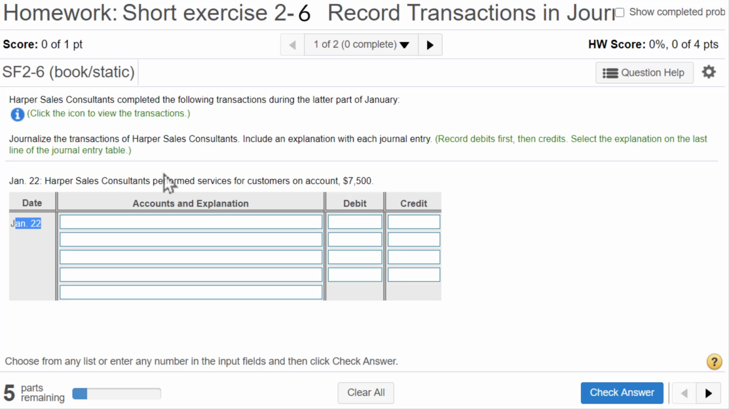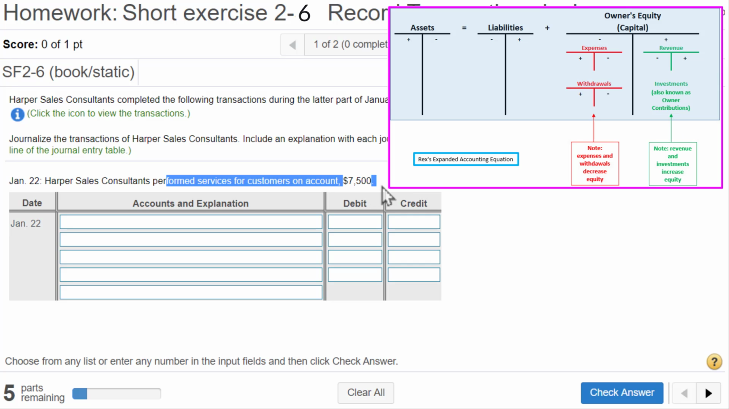Harper Sales Consultants, that's the company we work for, performed services for customers on account. So we performed a service, so that means we need to record revenue. And whenever we sell something, we're either going to get cash or we're going to record accounts receivable. Now notice it says for customers on account. So this means our customers are promising to pay us later. Therefore, we're not getting cash now, so we're getting accounts receivable.